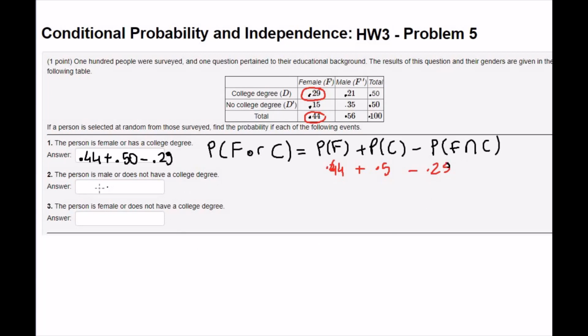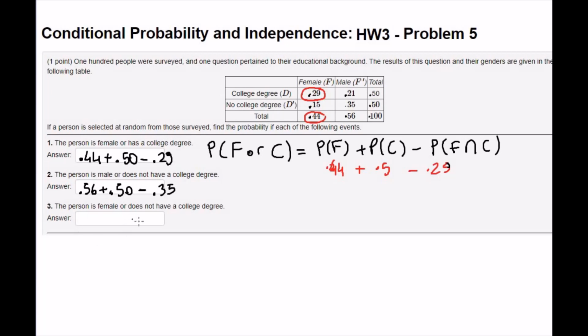Question number 2 is asking male or does not have a college degree. So we will go with the same logic. The male, total male is 56%. Who does not have college degree, total is 50%. And their intersection is male, no college, 0.35.